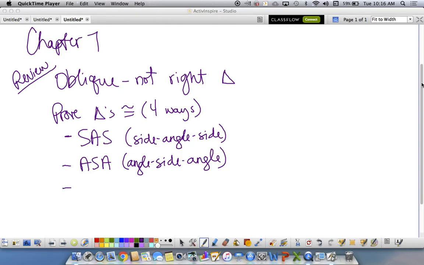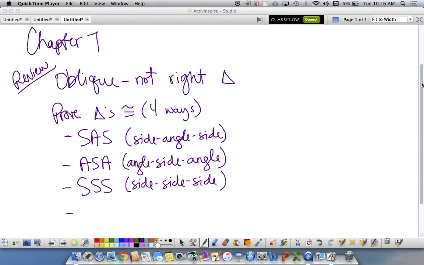Then there was, what other one? Side, side, side. If 3 sides of one triangle are congruent to 3 sides of another triangle, then yes, you can prove those 2 triangles are congruent. Now in that first green box, there's only 3, but I'm here to tell you there are 4. They don't list that last one. I guess they don't think it's that important, but it is.